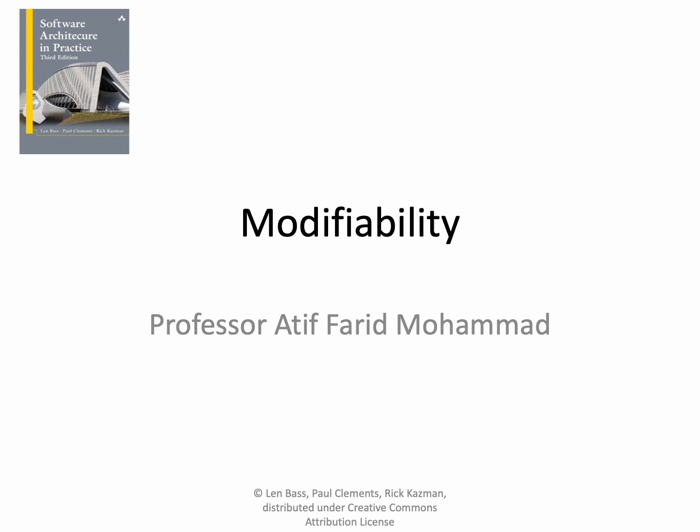Modifiability in architecture refers to the ease with which a system can be changed to accommodate new requirements, fix defects, or adapt to evolving technologies. It is a key quality attribute that influences the long term maintainability and scalability of software. A modifiable architecture typically employs design principles such as modularity, loose coupling, and separation of concerns, permitting changes to be localized without extensive ripple effects.